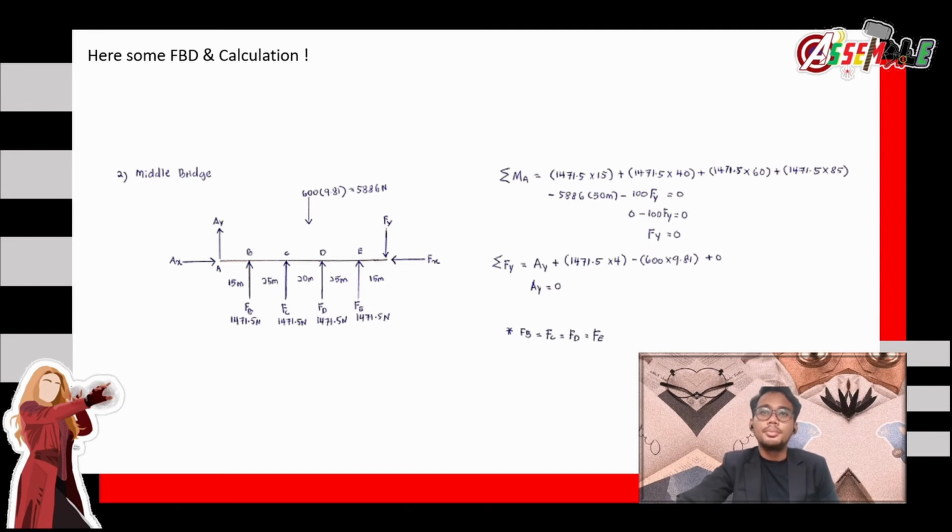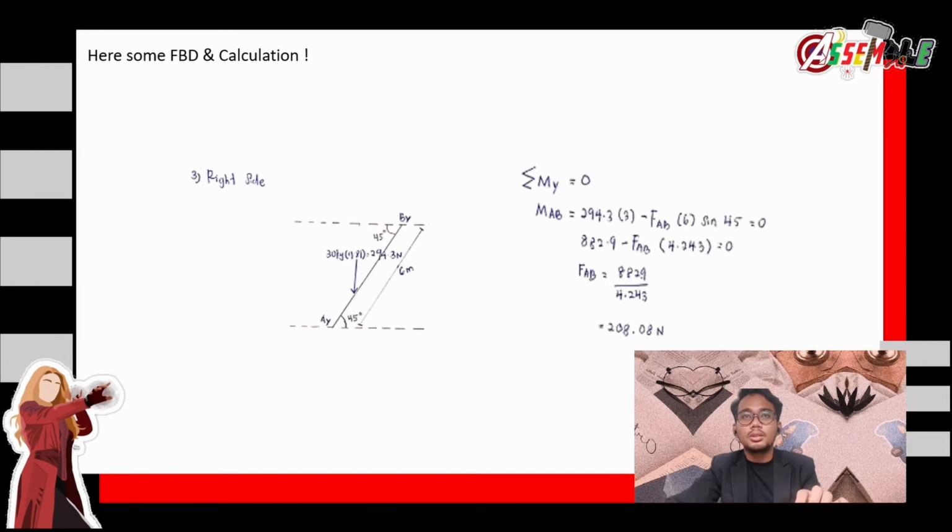So this is equilibrium. After that, for the formula Fy, we take from point A, and then we add with the force, and then multiply by 4. After that we subtract with kilogram and gravity, so the final answer we get 0. The main FBD that I say is that FB equal to FC, FC equal to FD, and FD equal to FE.